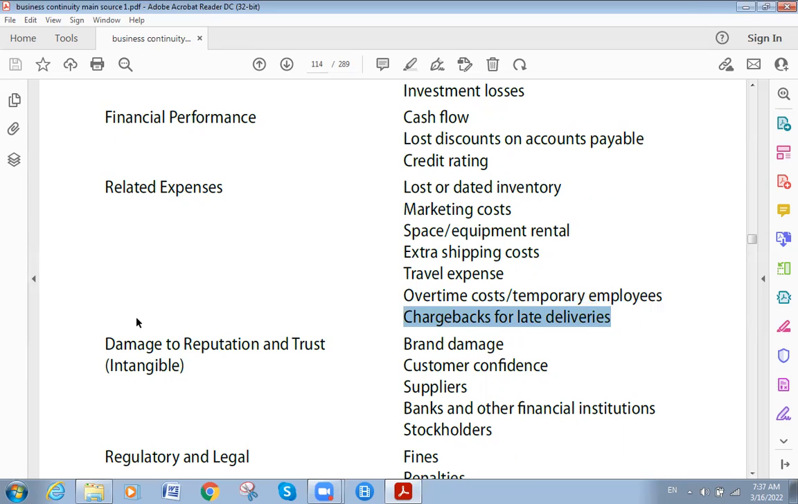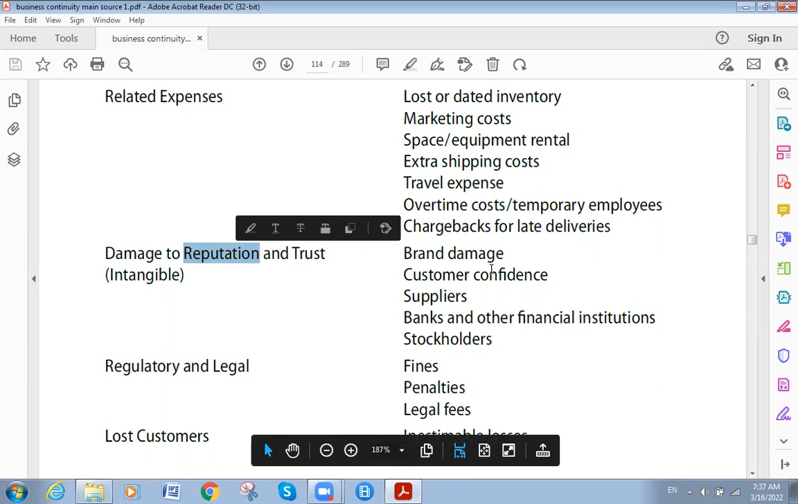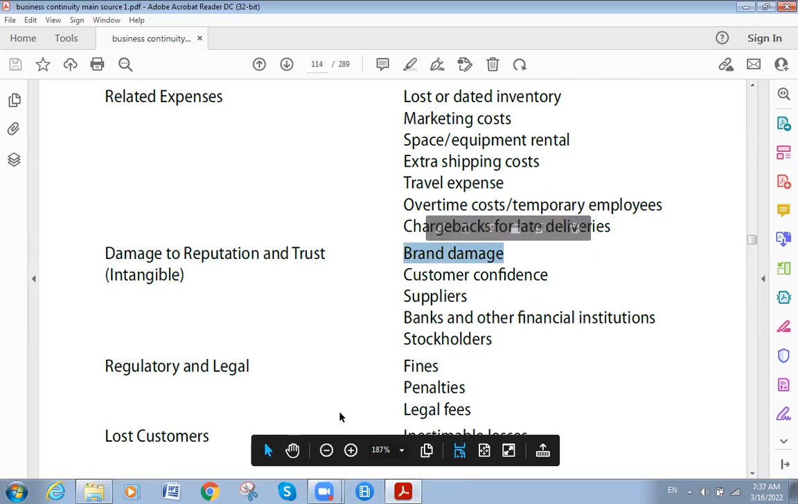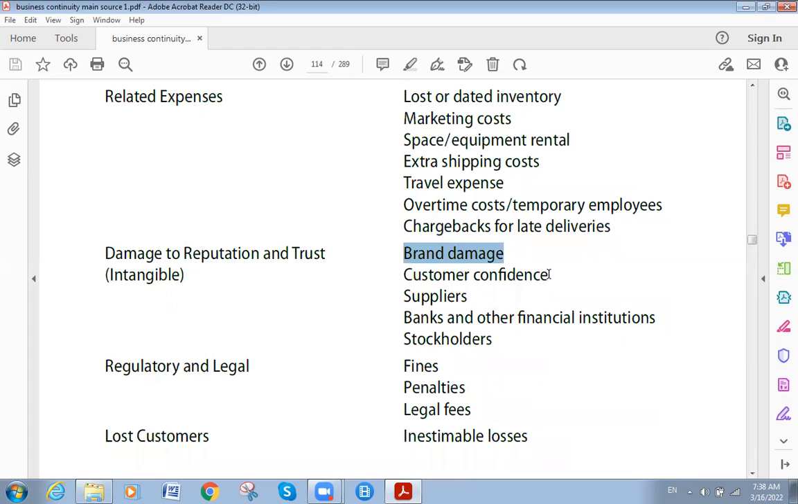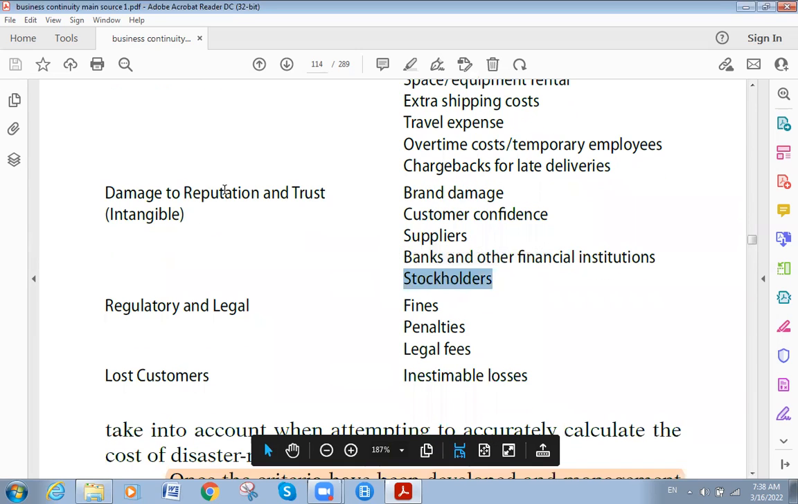Those are also points regarding the related expenses. So also one of the intangibles, like the reputation. Reputation is intangible because you cannot touch it. So we have here the brand image, how far the name has been affected by the disaster or the risk, customer confidence, suppliers, banks and other financial institutions, stockholders, how all these are affected by the risk.